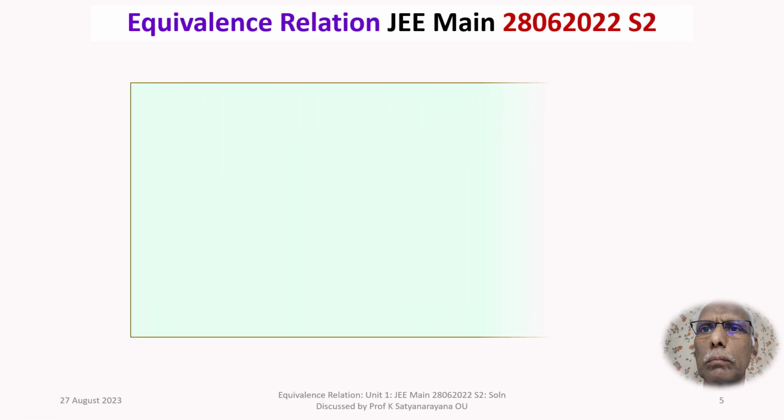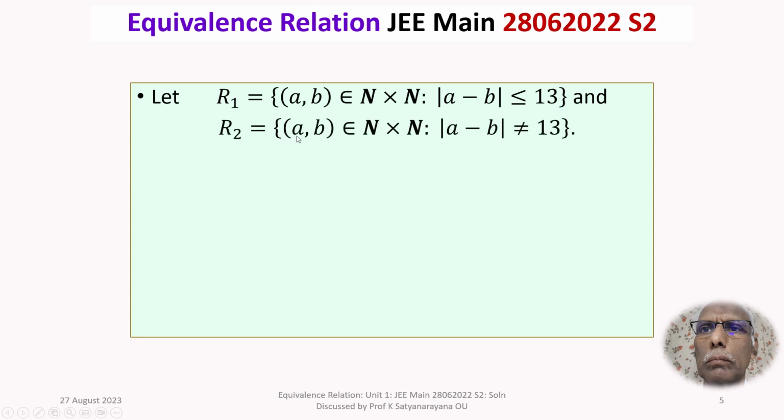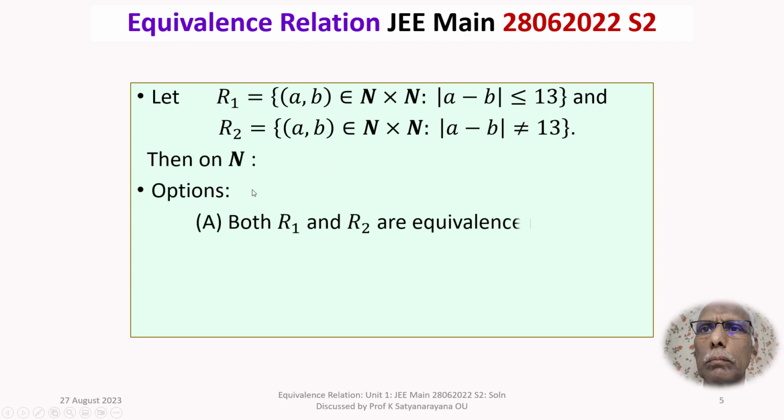The given question is: let R1 be the set of ordered pairs (a, b) belonging to N cross N, where modulus of a minus b is less than or equal to 13, and R2 is the set of ordered pairs (a, b) belonging to N cross N, where mod of a minus b is not equal to 13, where N is the set of natural numbers. Then on N we are given four options.